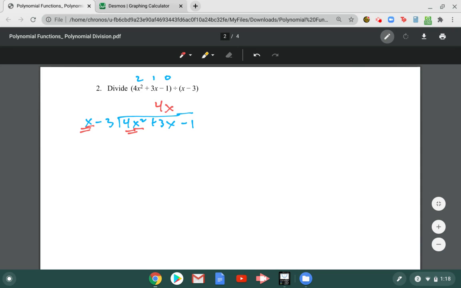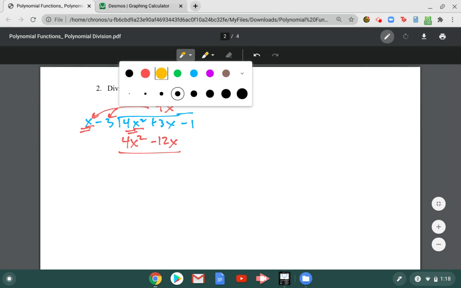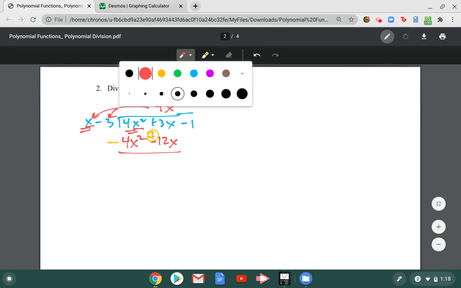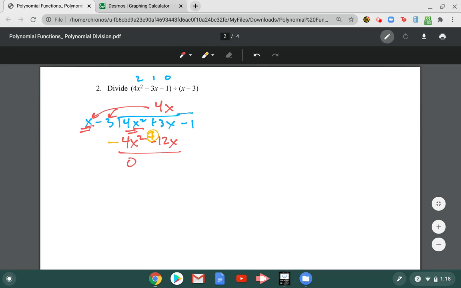Now I multiply this guy through. I need to multiply it by the x and the negative 3. So 4x times x is 4x squared. 4x times negative 3 is negative 12x. I'm going to subtract these. When I subtract, it really changes my sign. Subtracting a negative changes that to a positive. Okay, what do we get? The first one goes away. It always will if you're doing this correctly. When I add my x terms together, 3x now plus 12x is 15x. Bring the next term down, minus 1. And I play the game again.